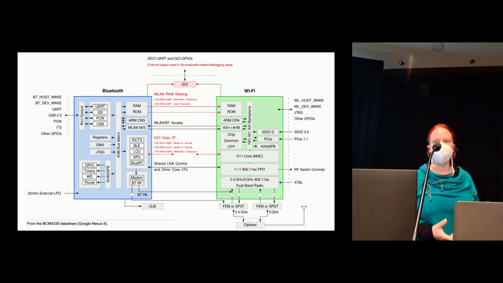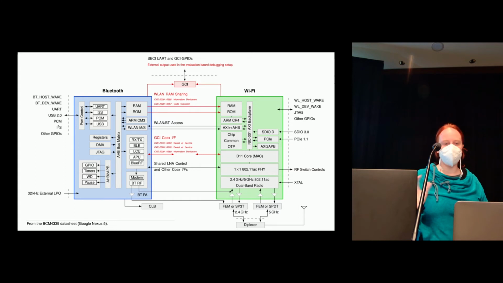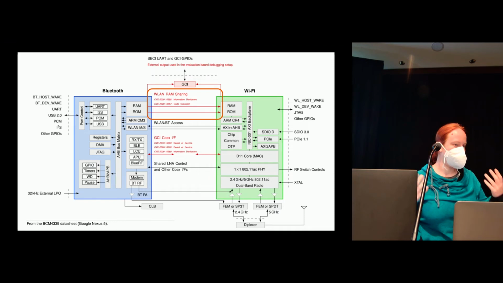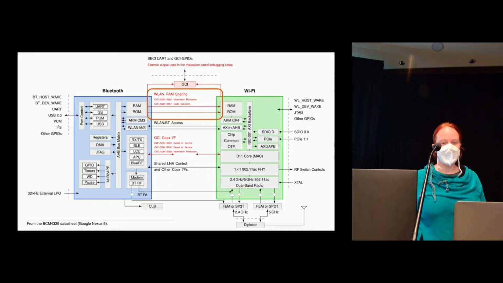So there's not much documentation and leaked data sheets. There are some drawings similar to this, and also not in all versions. But there was this one version of a data sheet where they mentioned something called WLAN RAM sharing. You can see it's only in one direction. It's not documented except from this one figure, but a lot of reverse engineering later I found out how to use this feature.